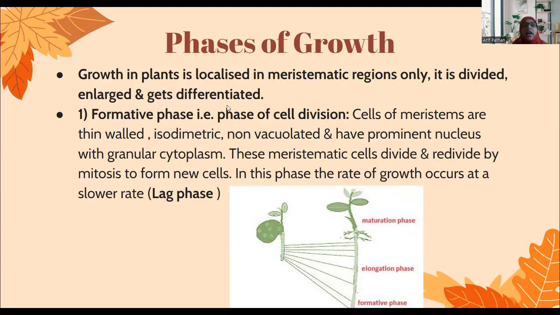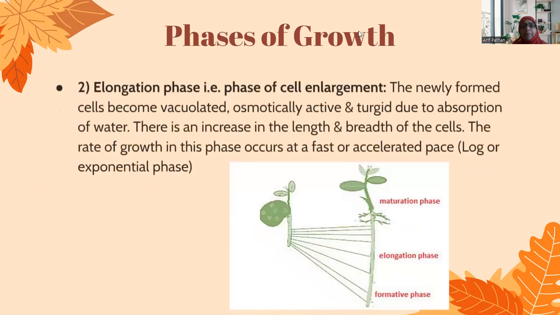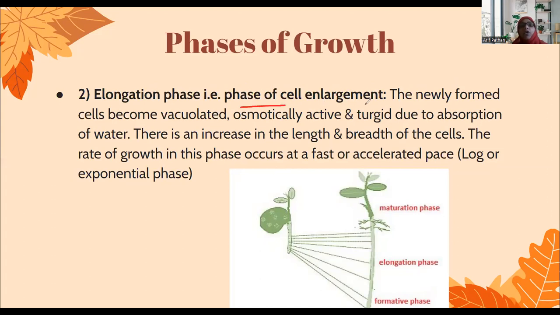Next phase is the elongation phase. At this phase, the divided cells will now undergo enlargement. The size of the cell will increase. So the newly formed cells will now have vacuoles, they will become osmotically active, they will become turgid, they will carry out osmosis, they will do absorption. All these metabolic activities will start in these cells. They will grow in size, increase in length and breadth.